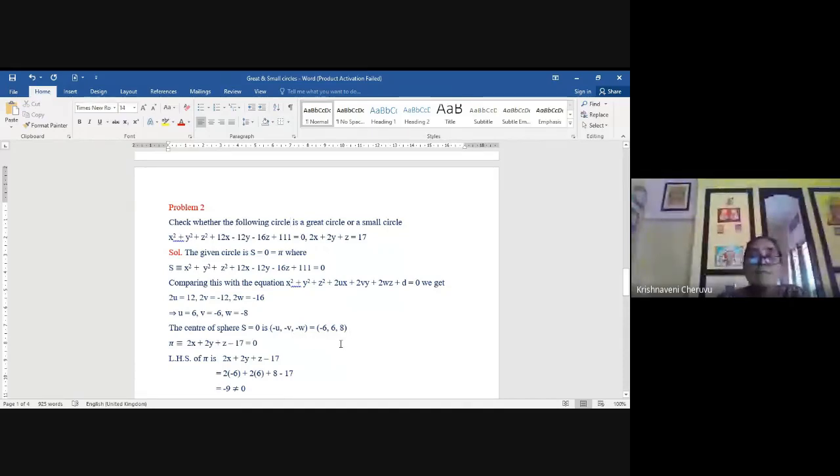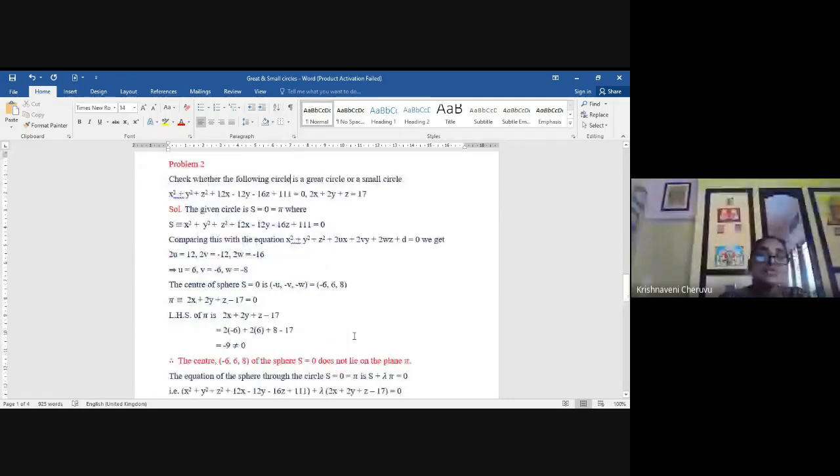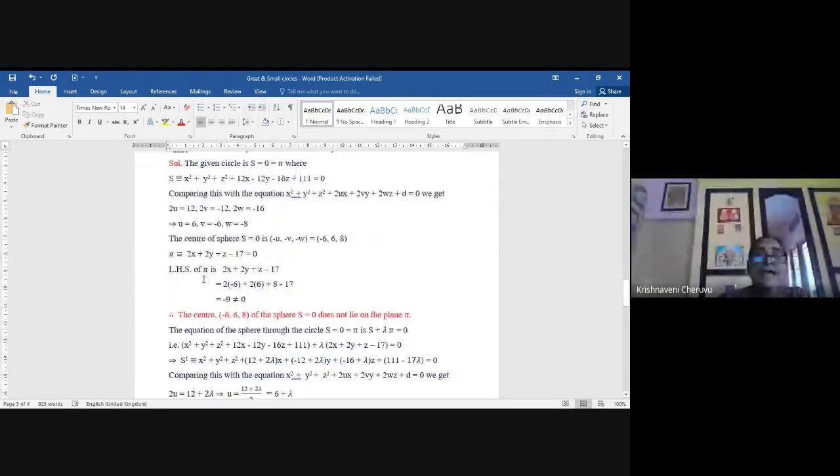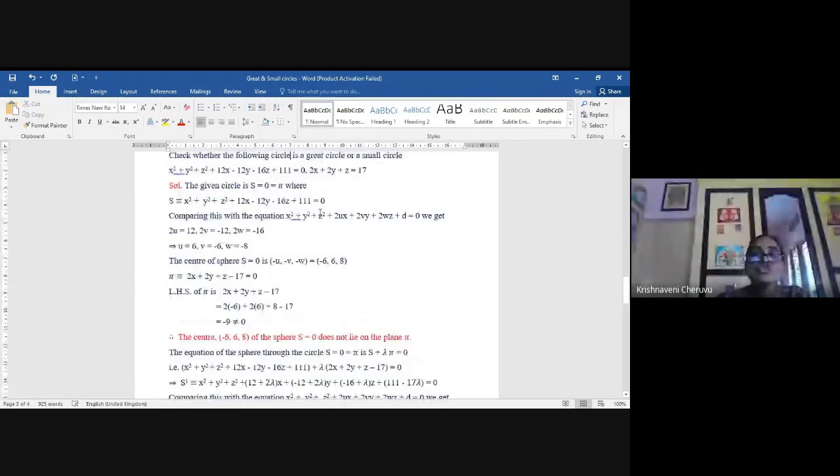Now you are able to get the center of the given sphere, and now you are checking whether this center lies on the given plane. For that, as I explained in the first problem, you take the left hand side of the given plane pi, which is here 2x plus 2y plus z minus 17. I took it now and I'm substituting the center for x, y, z. So 2 into, in place of x, minus 6. 2 into, in place of y, put 6, and z is plus 8 and minus 17.